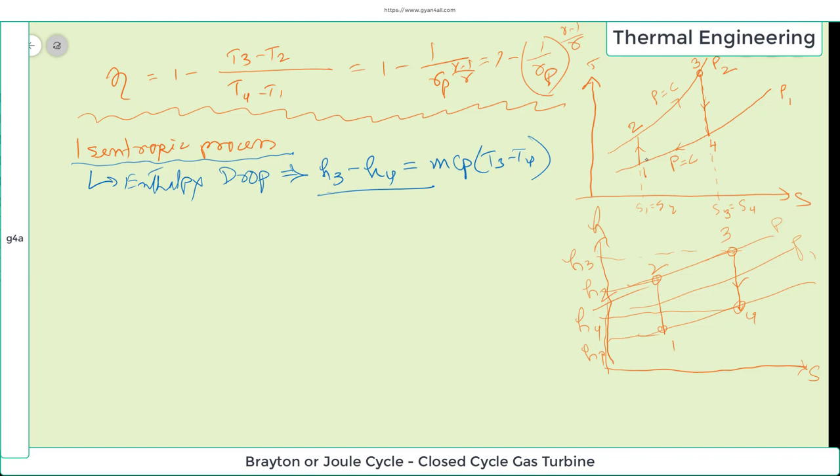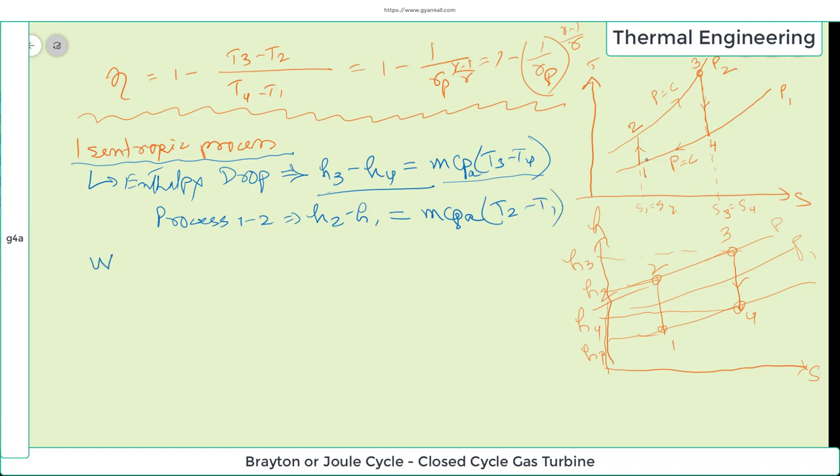Now this is the isentropic process of an enthalpy drop. Similarly, for process 1-2, it is H2 minus H1. This is not an enthalpy drop, it will be an enthalpy gain. Because of the compression, enthalpy will increase. So that is equal to m Cp (T2 minus T1). And that is equal to work done.